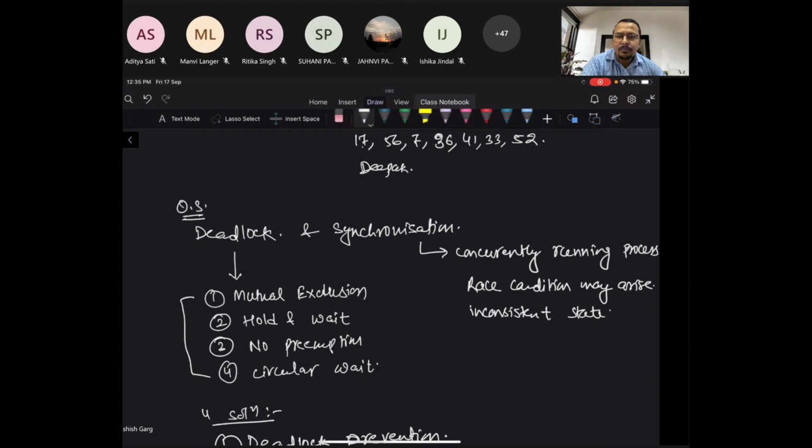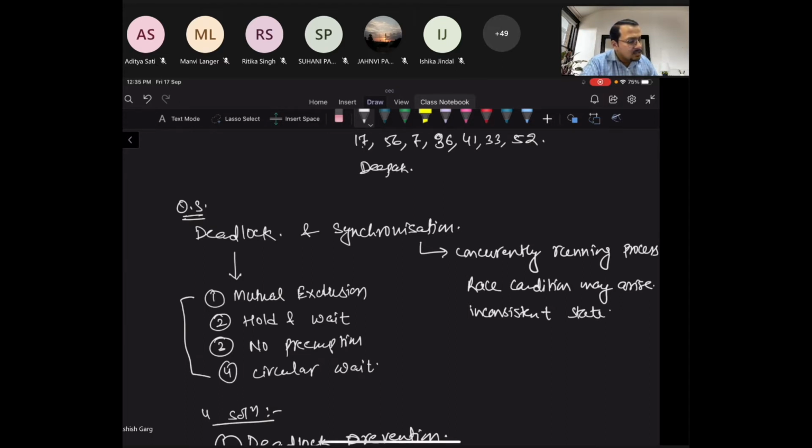For example, if you are using a calculator and you do 2 plus 2, sometimes on doing 2 plus 2 it is giving 4, and sometimes it is giving 44, sometimes it is giving 2 plus 2 is equal to 5. You cannot rely on such a calculator, and you will say the inconsistent result is occurring, that is inconsistent state.